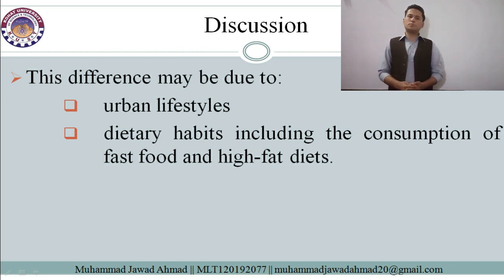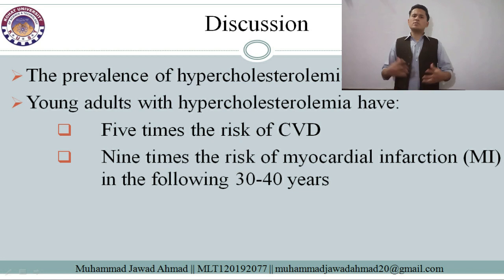The difference is due to urban lifestyles. The students living in urban regions are not involved in physical activities. Another thing is dietary habits. The students living in urban regions consume more fast foods, and their food also contains high fats. The prevalence of hypercholesterolemia was 21.7%. Young adults with hypercholesterolemia have 5 times the risk of cardiovascular disease and 9 times the risk of myocardial infarction at the age of 30 to 40 years.